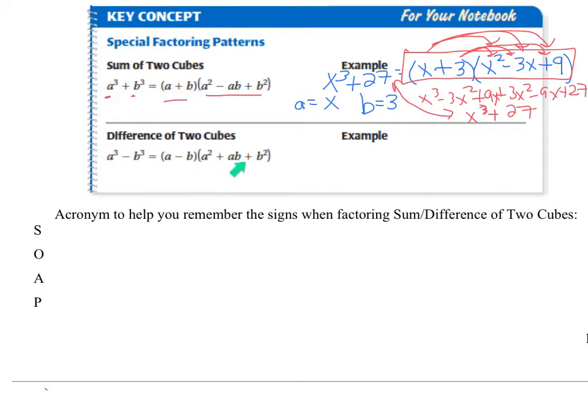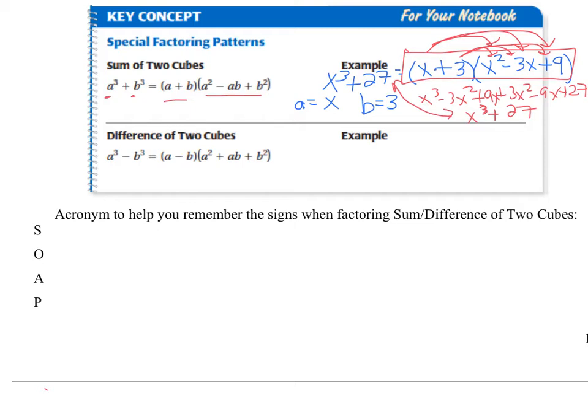Then this final one is always positive, no matter what. It's positive if it's a sum of cubes, it's positive if it's the difference of cubes. And then we always end with b squared. So the only thing different between factoring the sum of cubes and the difference of cubes are the signs. These two signs are different. The final sign remains the same.